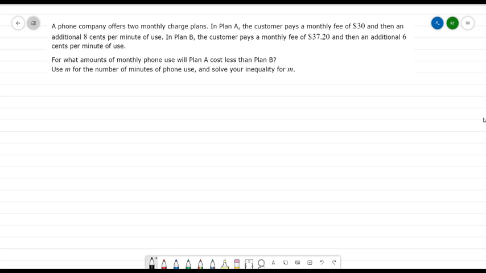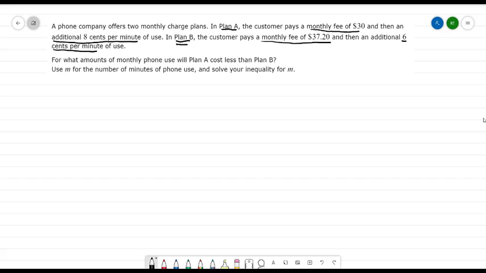Here it says that a phone company offers 2 monthly charge plans. Plan A, you are paying a monthly fee of $30 and then an additional 8 cents per minute. Plan B, they're paying a monthly fee of $37.20, an additional 6 cents per minute.